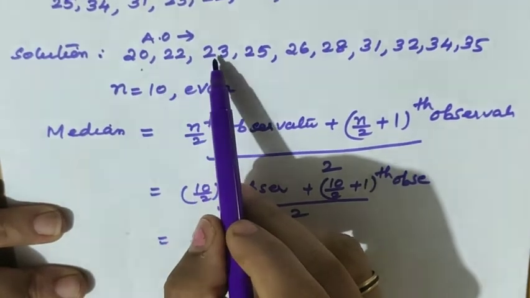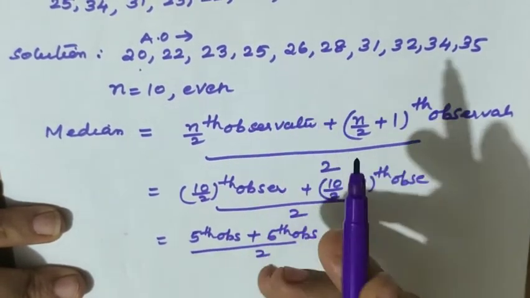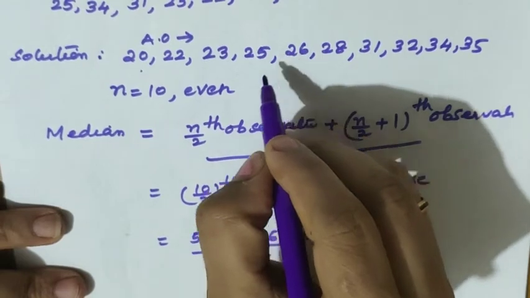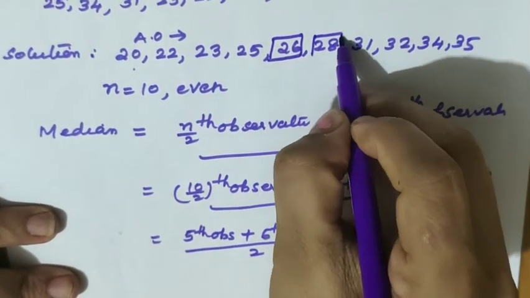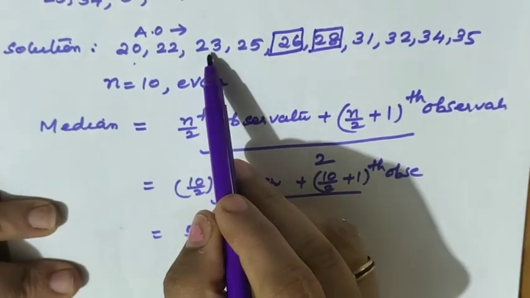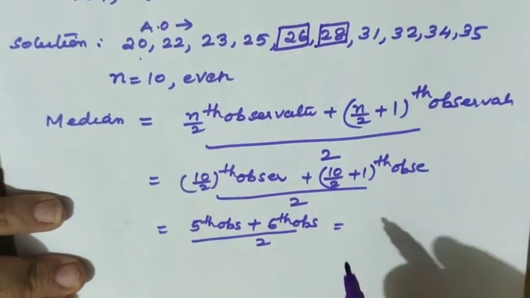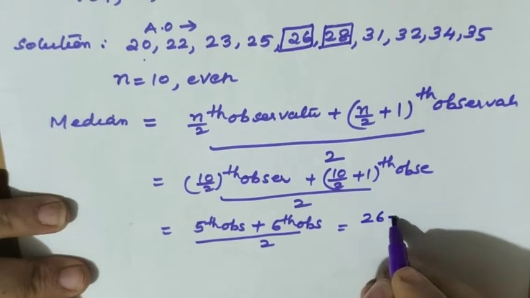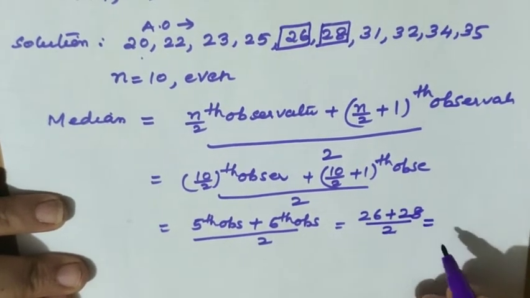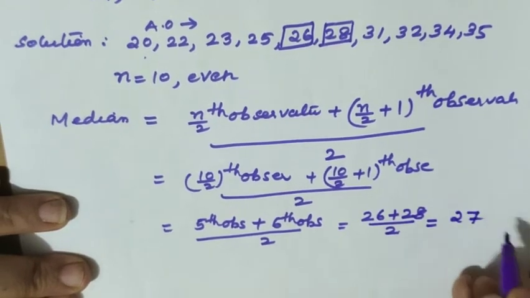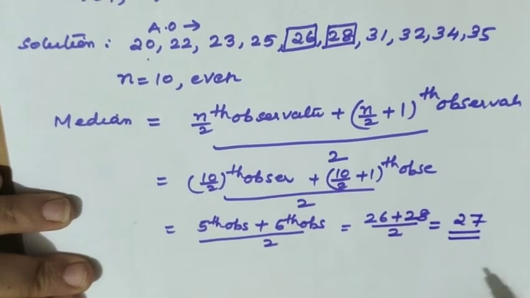So which is the 5th observation here? 1, 2, 3, 4, 5. That is 26. Now, which is the sixth observation? 28, right? So the 5th and 6th are 26 and 28. 26 plus 28 divided by 2. Naturally, it is 27 only. So 27 is the median.